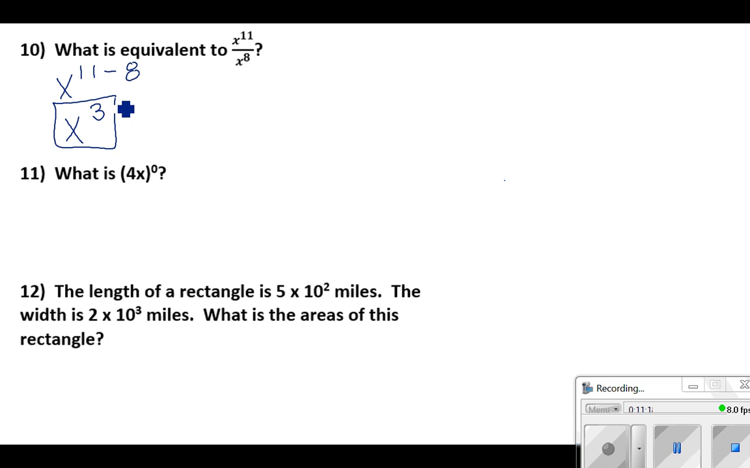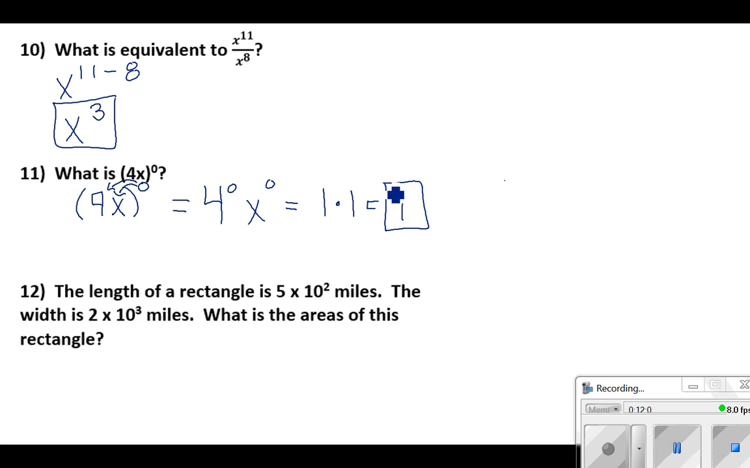Number 11. What is 4x in parentheses to the 0 power? 4x all to the 0 power. That means that 0 gets distributed to everything inside the parentheses. So it's going to go to the 4. It's also going to go to the x. Well, if you look at your 0 rule on your foldable, then you would know that anything to the 0 power equals 1. So that would be 1 times 1, which of course equals 1.